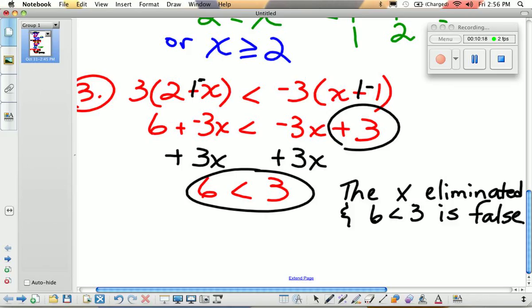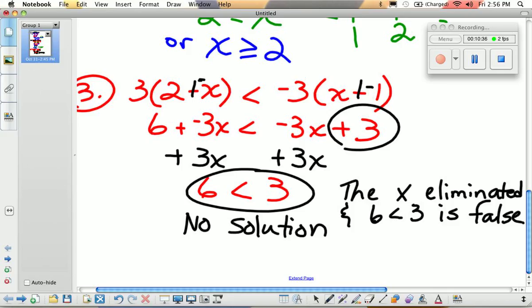So that leads us to our final conclusion, that there is no solution to this inequality. There is not a number on the number line that would satisfy this inequality.